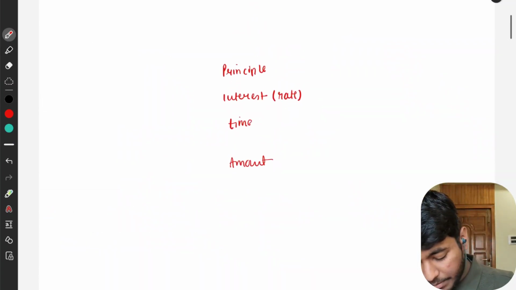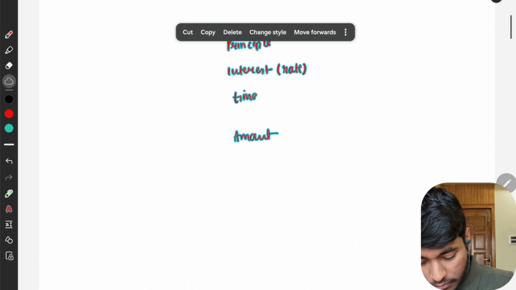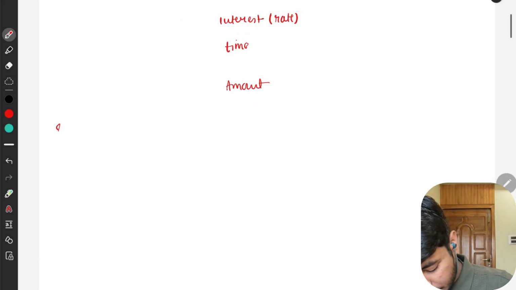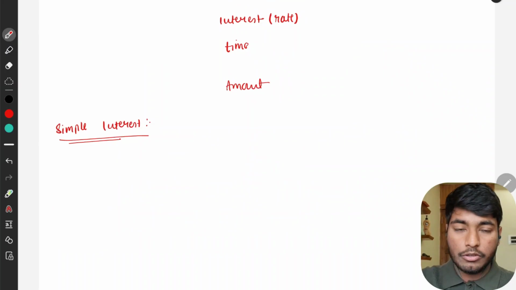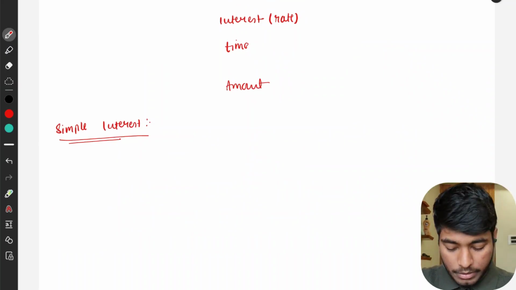So let me start the discussion with simple interest. I want to discuss this topic in a very easy fashion, so that you can solve it quickly in your head, without using paper and pen.